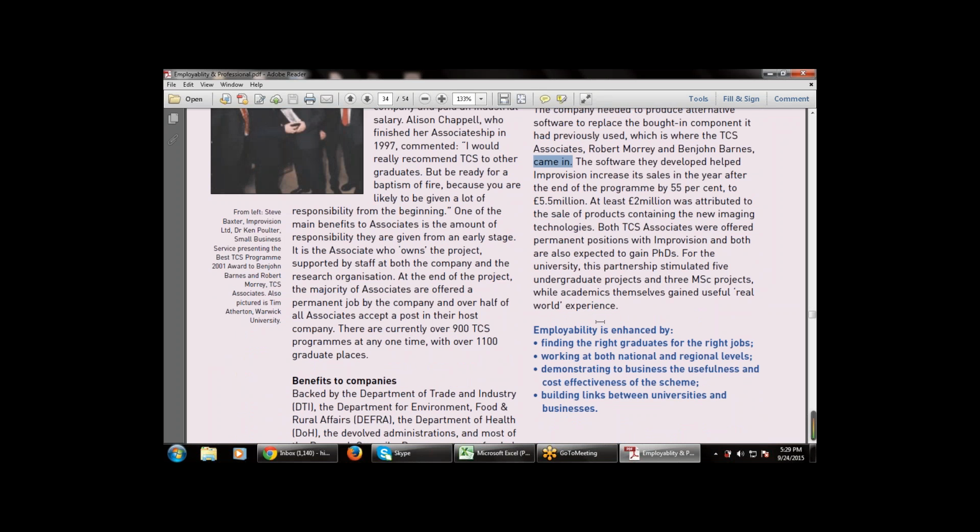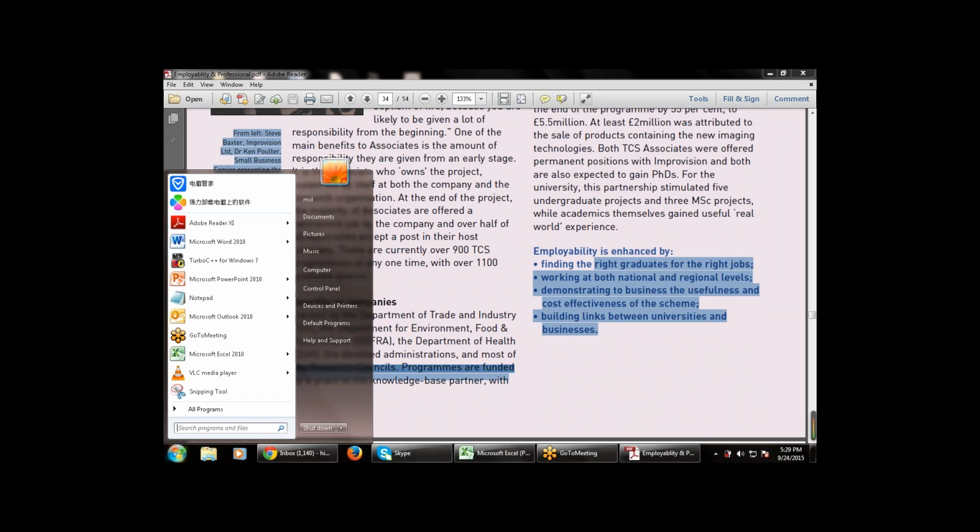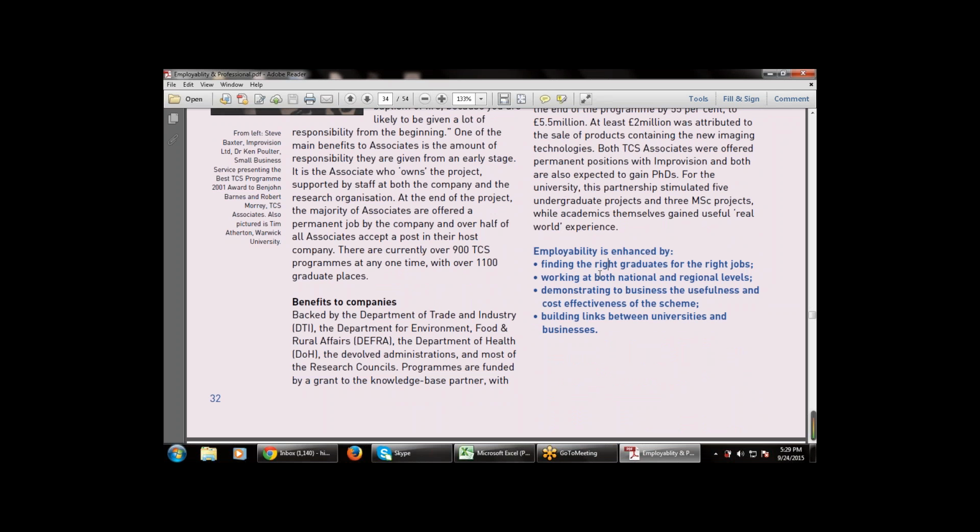So the employability is enhanced. Employability is developed by finding the right graduate for the right job, that is, finding the right person for the right job, suitable for him or her, that matches their requirement and matches their capability.